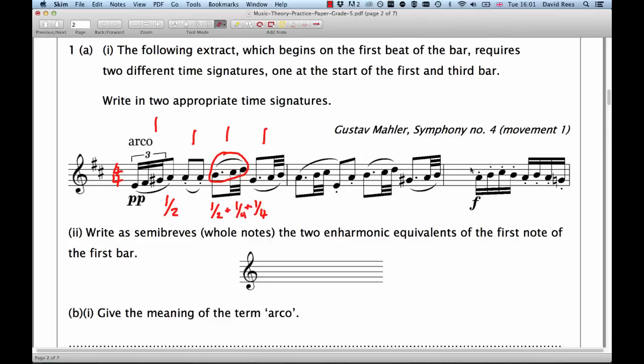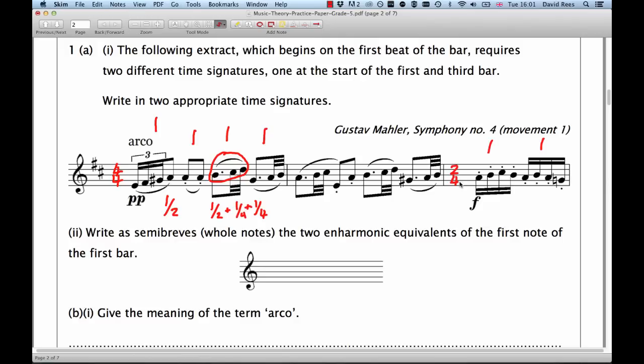So we have these 2 groups of 4 semiquavers, and hopefully this is relatively straightforward because we know that 4 semiquavers take 1 crotchet beat to play. And so we have that there and we have that there. And so really there's no other conclusion that we can come to, other than this bar has a time signature of 2/4. In other words, there are 2 crotchet beats worth of time in this bar.